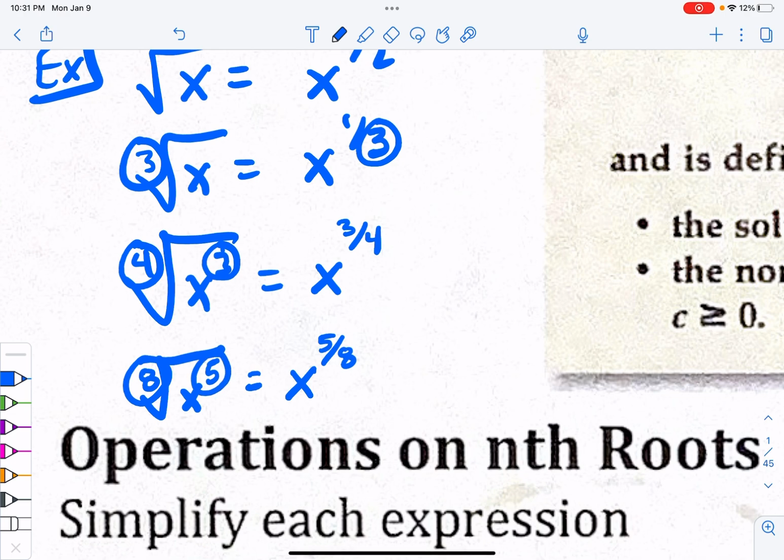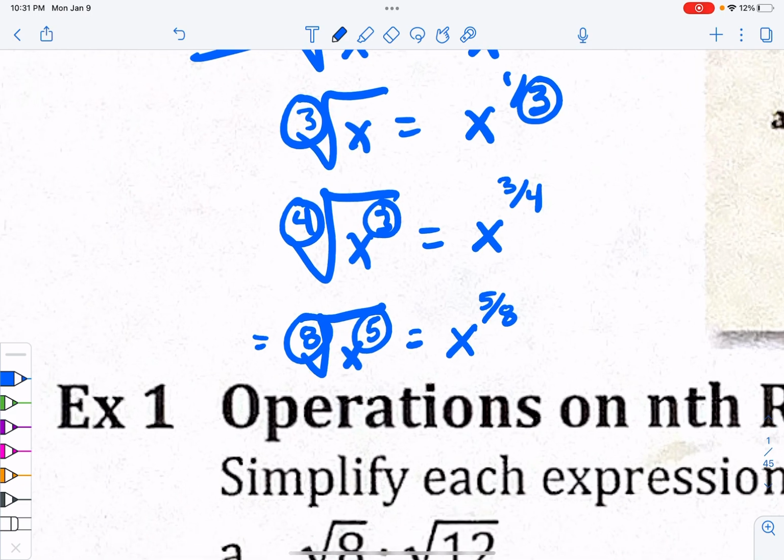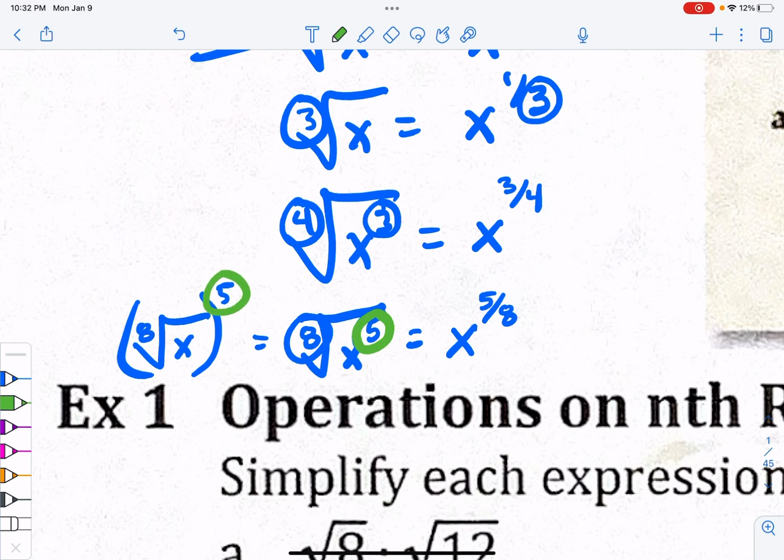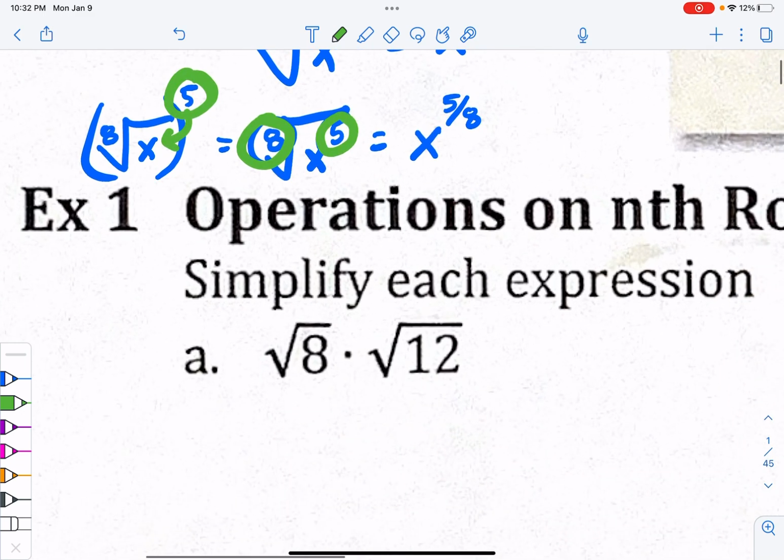The root gives you the bottom of the fraction, and the power inside gives you the top of the fraction. Now, I want you to also remember that this means the same thing as this, okay? So it does not matter if the 5 is underneath the root or on the outside of the root. Those mean the same thing. They're interchangeable. So that 5 can go either inside with the x or on the outside. It doesn't matter if you apply the root or the exponent first. So whatever you prefer to do, okay?